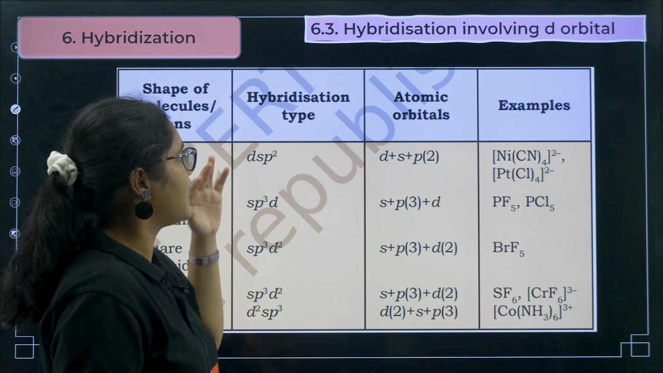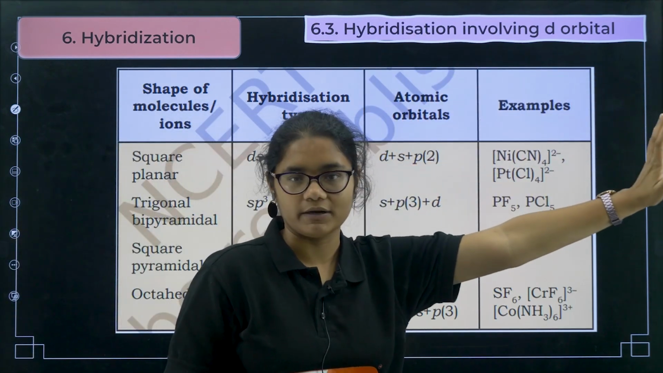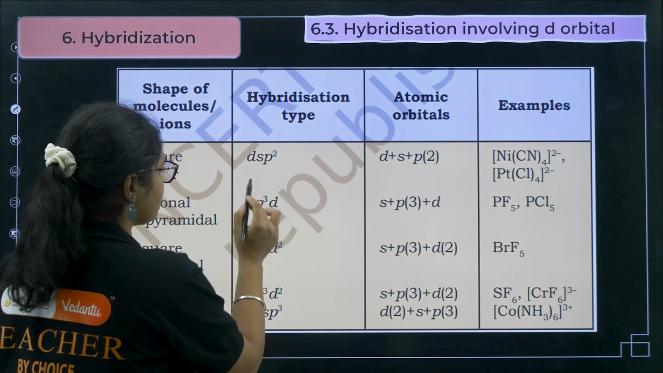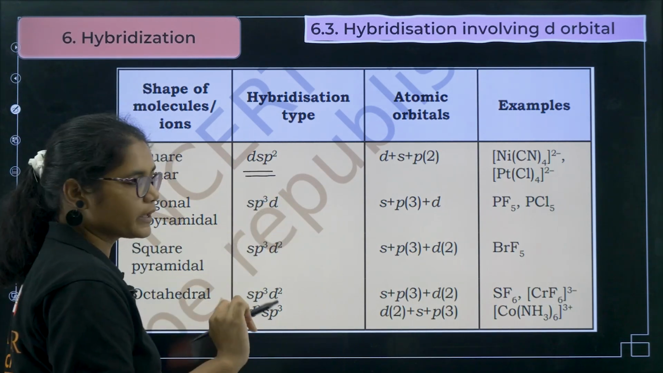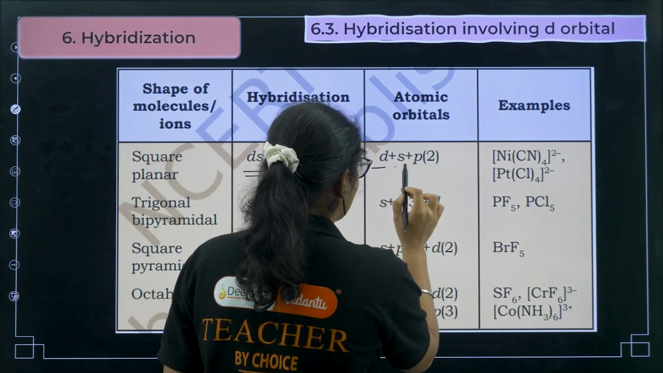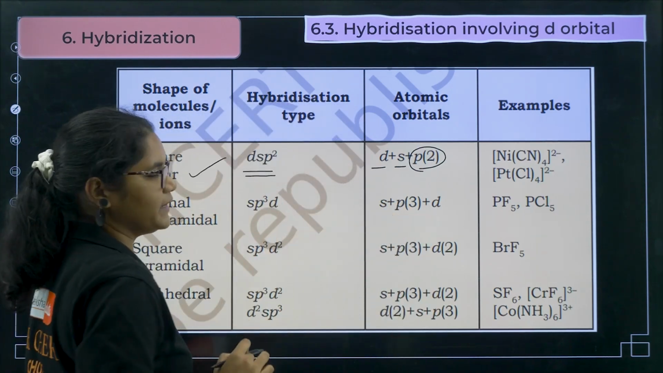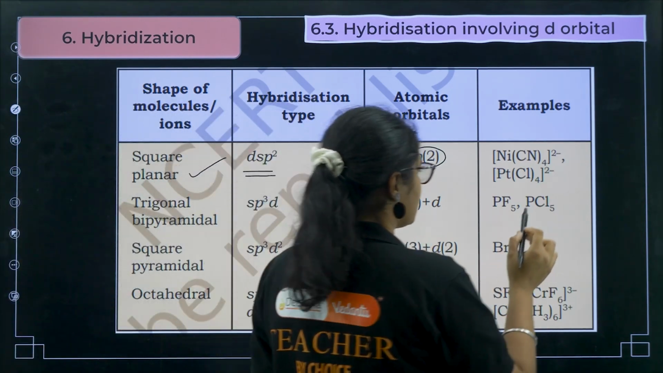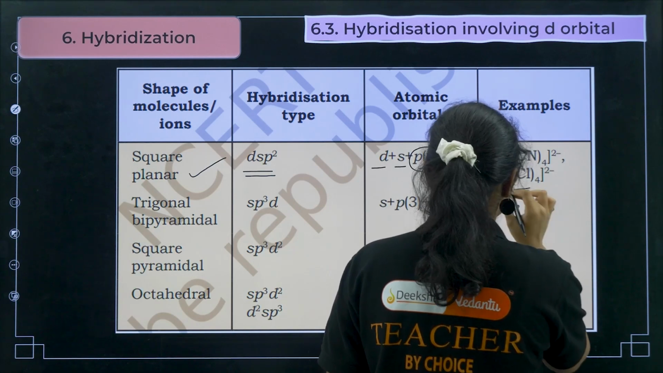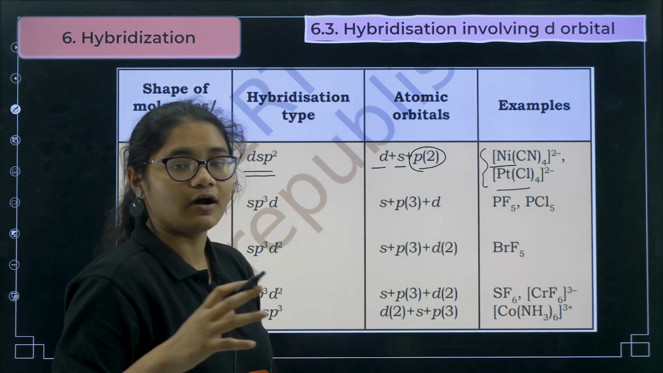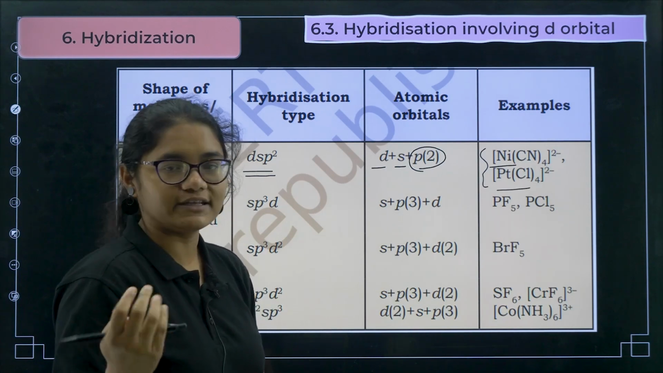Next we have hybridization involving d orbitals. Here you should remember that if the hybridization is dsp2, that is one d, one s and 2 p orbitals, then the shape is called square planar. The examples here are Ni(CN)4 and PtCl4. You will study these examples in detail in the class 12 chapter on coordination compounds.